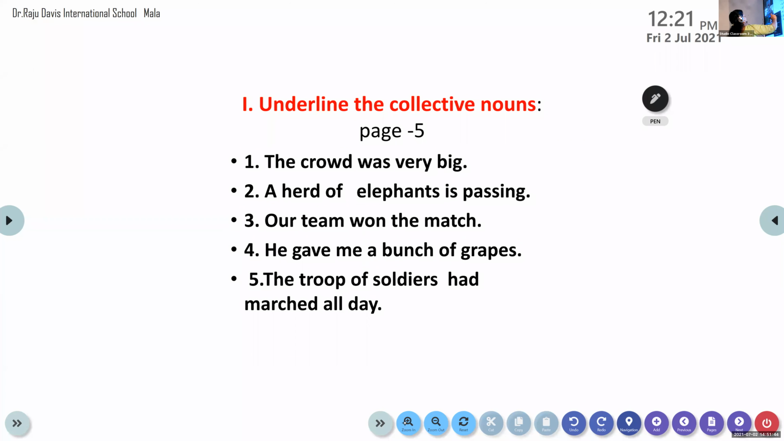Evelyn, come on. Read the sentence and identify the collective noun in that sentence. The crowd was very big. Which is the collective noun there? The crowd was... Crowd. Crowd, yes, crowd. Very good. All of you, please do it if you haven't done it. Shine, come on, Shine.